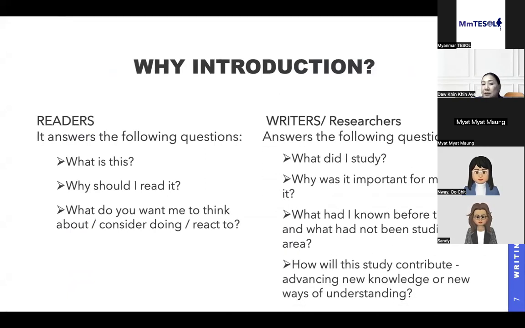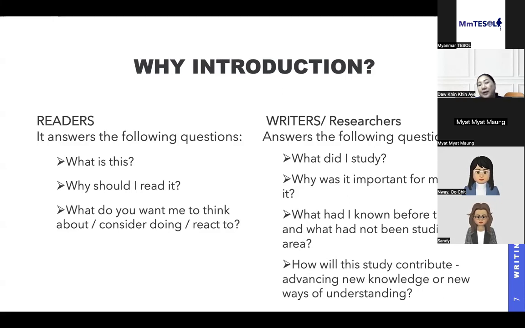Now, why an introduction? Let's look at it from the reader's point of view. Because an introduction answers the following questions. What is this? Why should I read it? What do you want me to think about or consider doing or react to this? Now, you may remember, when I asked you to conduct a literature review, the first thing you need to look at is the title. If the titles seem to be relevant, continue with the abstract. And even then, if you think it's relevant, go to the introduction. Why? This is where the introduction tells you what this research is about and why the reader should read it.